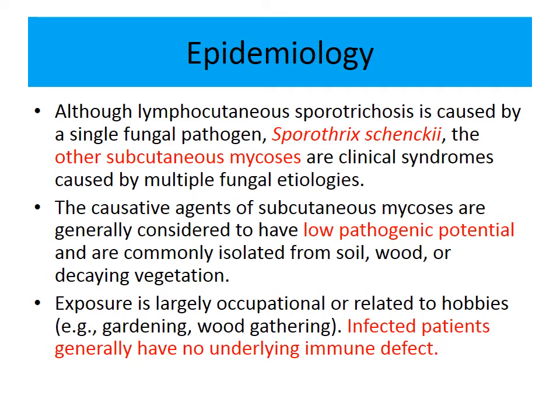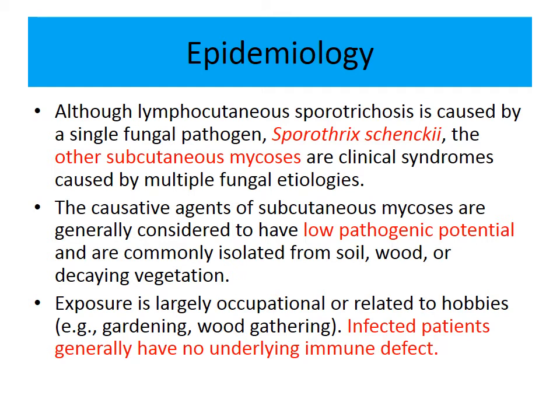Epidemiology, again. Lymphocutaneous is also called sporotrichosis, and the causative organism is Sporothrix schenckii, and that pretty much is the commonest that we see. The interesting thing is that they are considered as a low pathogenic potential. They may be low pathogenic potential for you because you never came across soil, wood, or decaying vegetation.